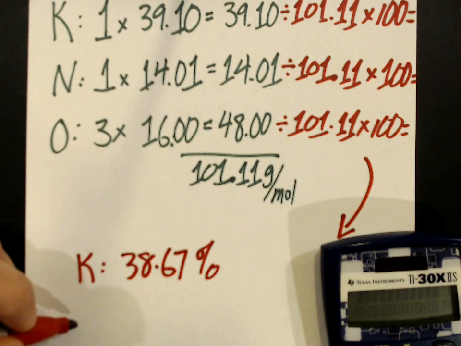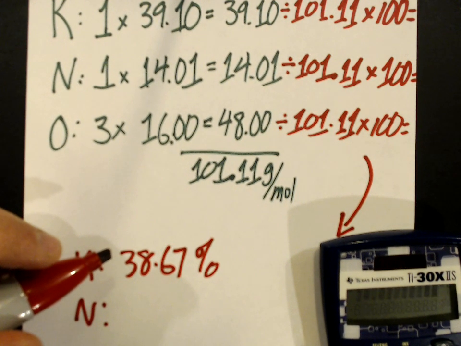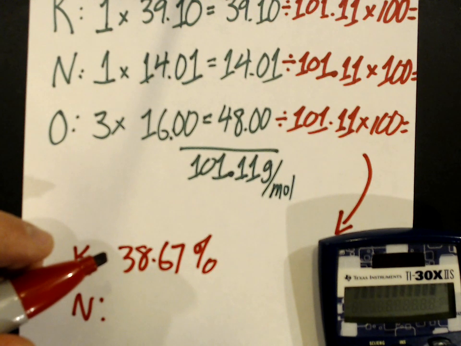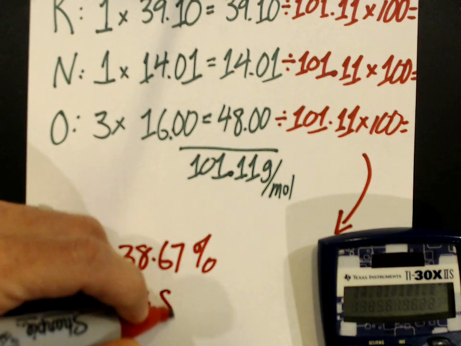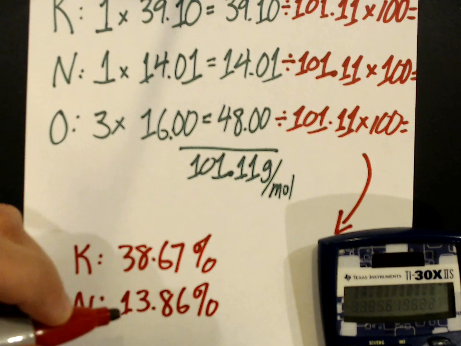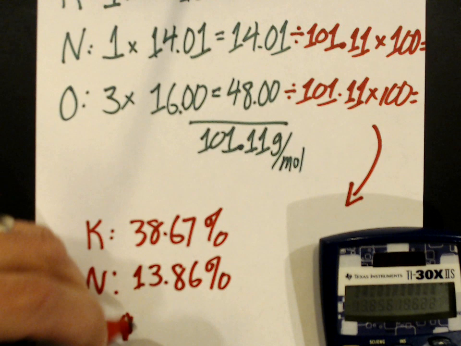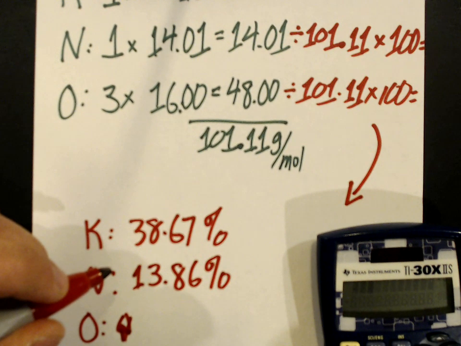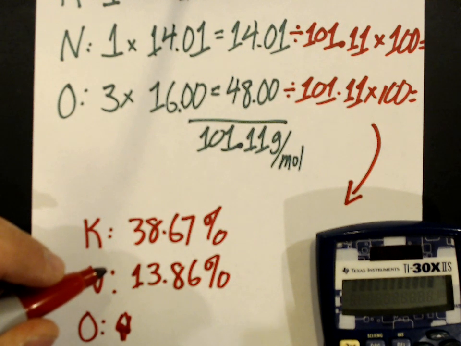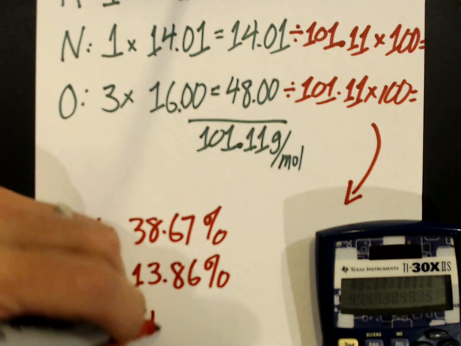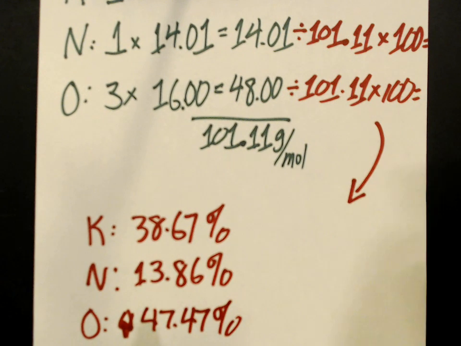Let's see, for nitrogen, 14.01 divided by 101.11 times 100, a lot of ones today, gives us 13.86%. And oxygen, 48.00 divided by 101.11 times 100 equals 47.47%. And there you are.